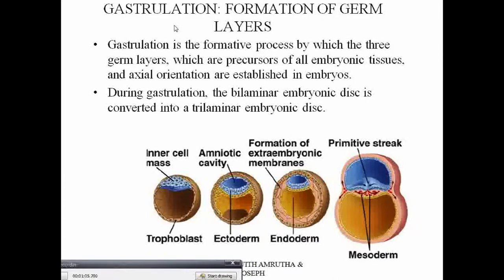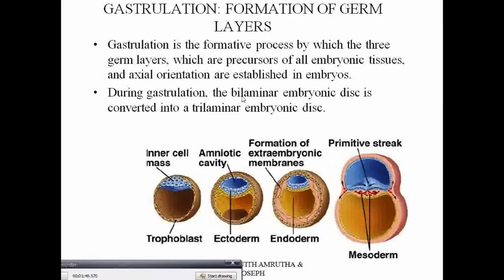Now a new term, gastrulation. Gastrulation is nothing but the formation of the germ layers, from two layers to three layers. I mentioned already that the germ layers are 3: ectoderm, endoderm, and mesoderm. Gastrulation is the formative process by which the 3 germ layers, which are precursors of all the embryonic tissue and axial orientation, are established in the embryo. So from the two layers to the three layers.